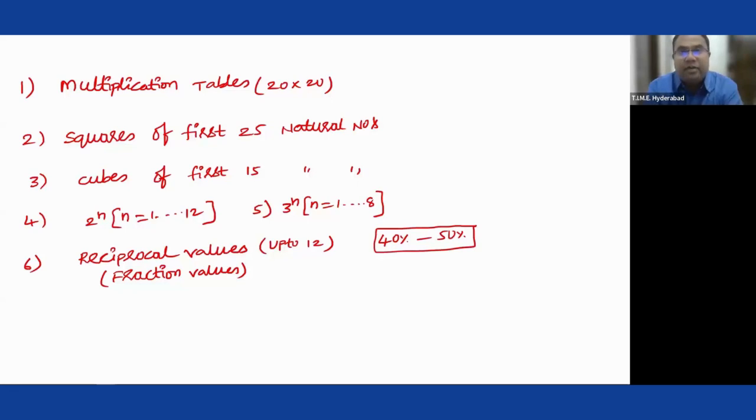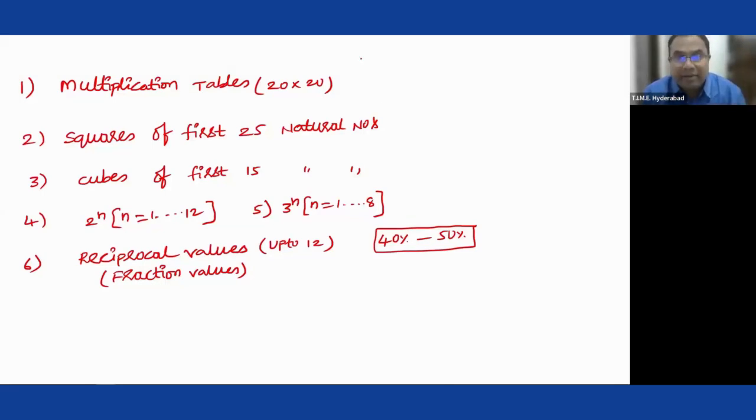Between 10 and 20, what are my standard reciprocals? Between 20 and 30, 30 and 40, 40 and 50. You should remember them. Those values should be handy. Then your speed in calculating the values will improve, you can save some time in the examination, right? You will become fast.